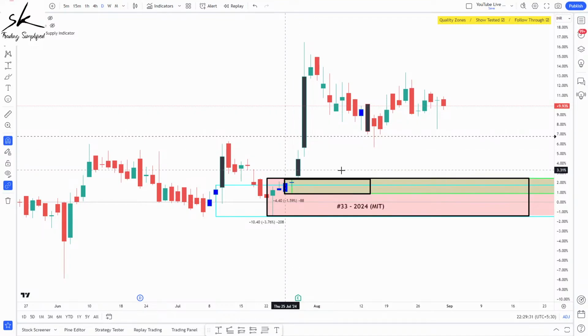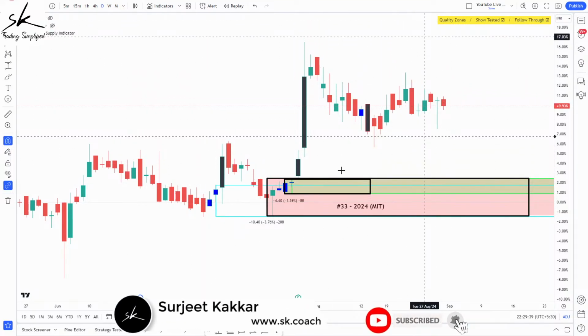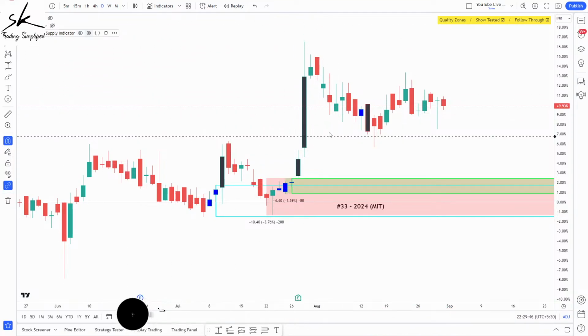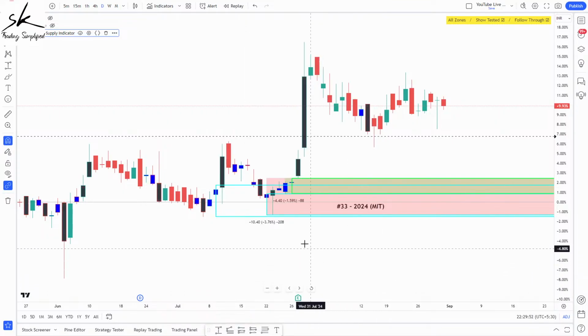Now what you need to remember is that in case of level on top of level, it is not mandatory that the other zones might be quality zones. So currently on the lower time frame, the indicator is only identifying quality zones for us, right? But if I want to see all the structures of demand and supply, I can change my indicator settings to all demand supply zone structures. Once I check mark this, you will see it identifies all demand supply structures. And now you can see that we do have multiple zones inside of my intermediate time frame zone.